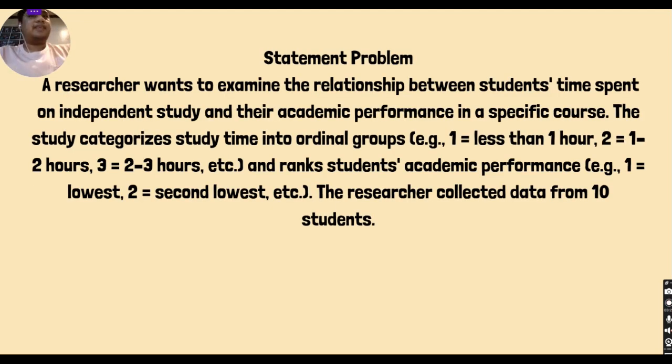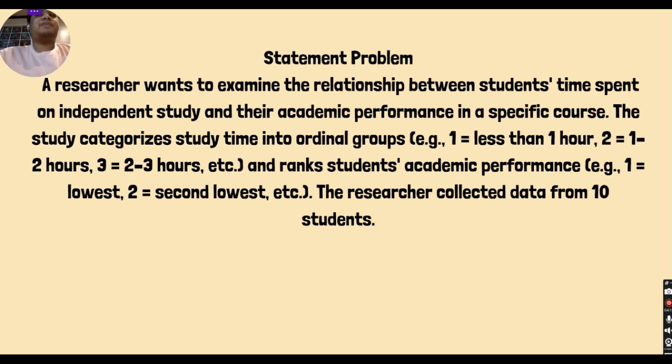Now, I shall present a statement problem or example to show you how the SPSS performs its calculation for the Spearman-rho. So let us read the statement problem first. A researcher wants to examine the relationship between students' time spent on independent study and their academic performance in a specific course. The study categorizes study time into ordinal groups, e.g. 1 equals less than 1 hour, 2 equals 1 to 2 hours, rather, 3 equals 2 to 3 hours, and etc.